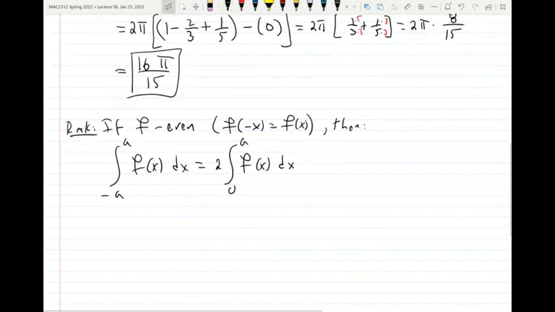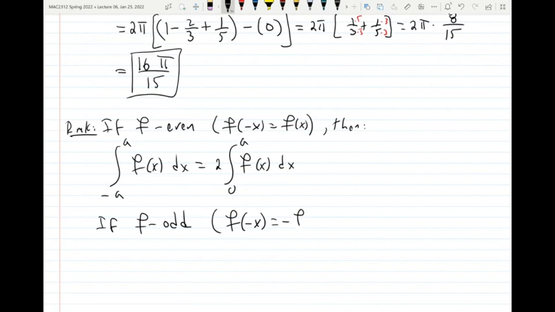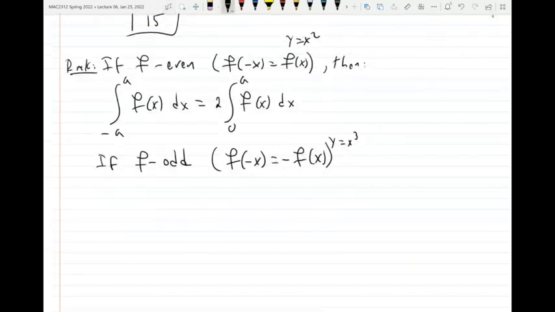Okay? So the other property is, if f is odd, meaning f of negative x is minus f of x. The typical example here is x cubed for an odd function. When that happens, then the integral from negative a to a of f of x dx is always 0.